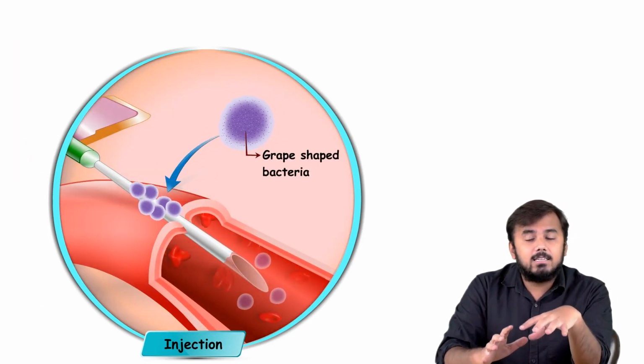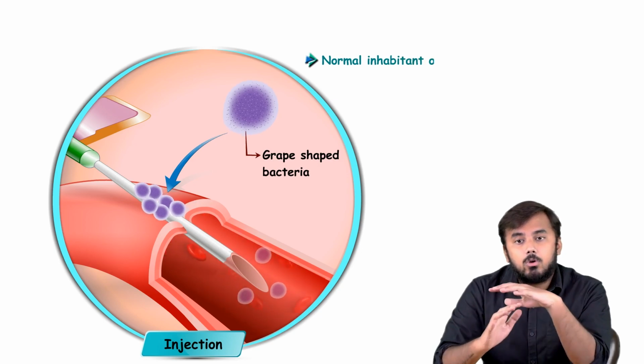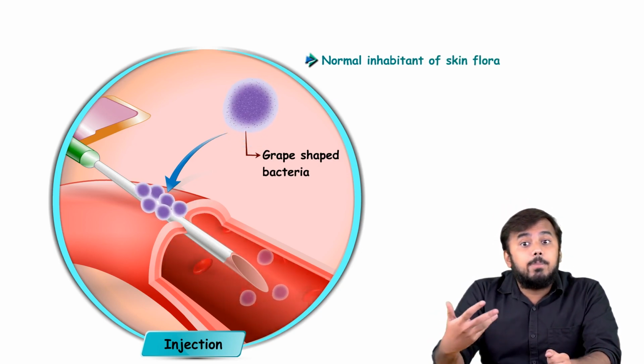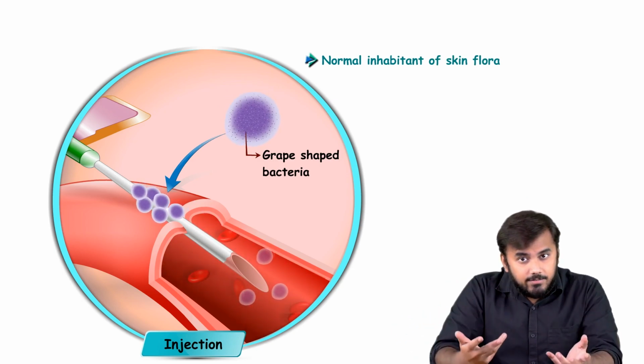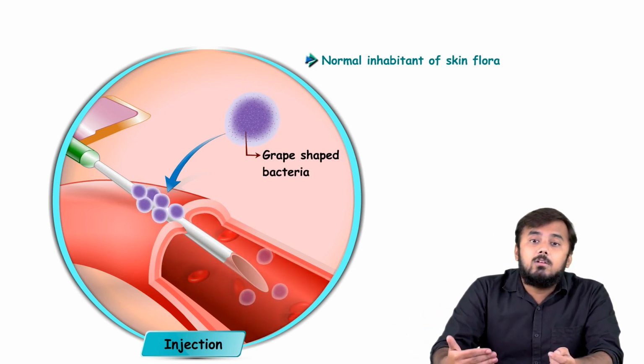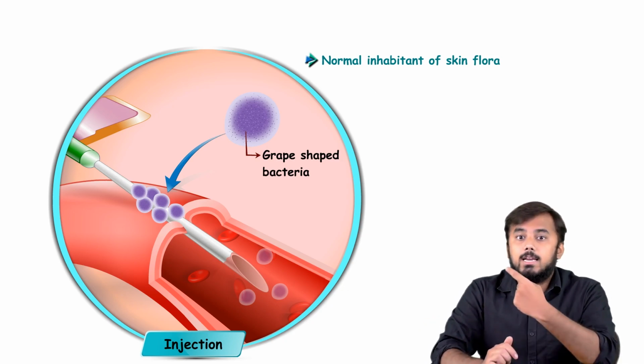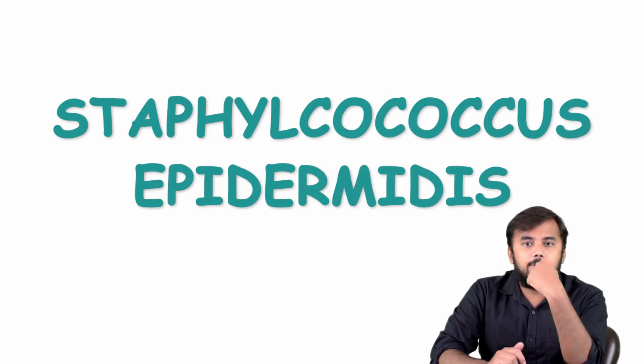As this bacteria is a normal inhabitant of the normal skin flora, you call this bacteria epidermidis. As we are discussing Staphylococcus, the bacteria was given the name Staphylococcus epidermidis. So here comes the title, Staphylococcus epidermidis.